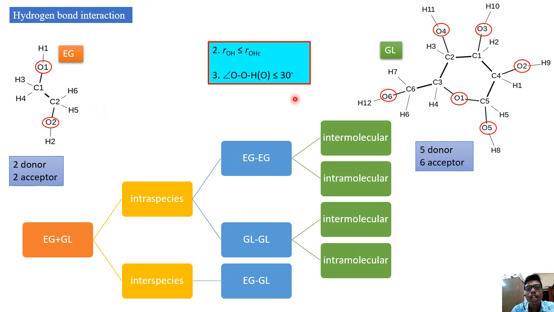Both ethylene glycol and glucose have a high propensity to form hydrogen bonds. Ethylene glycol has 2 donor and 2 acceptor sites, whereas glucose has 5 donor and 6 acceptor sites. So for ethylene glycol glucose mixtures, there are essentially 2 types of interaction. One is interspecies, that is, the interaction between ethylene glycol and glucose, and another is intraspecies, that is, the interaction of ethylene glycol and glucose with themselves. And both ethylene glycol and glucose are capable of forming intermolecular as well as intramolecular hydrogen bonding.